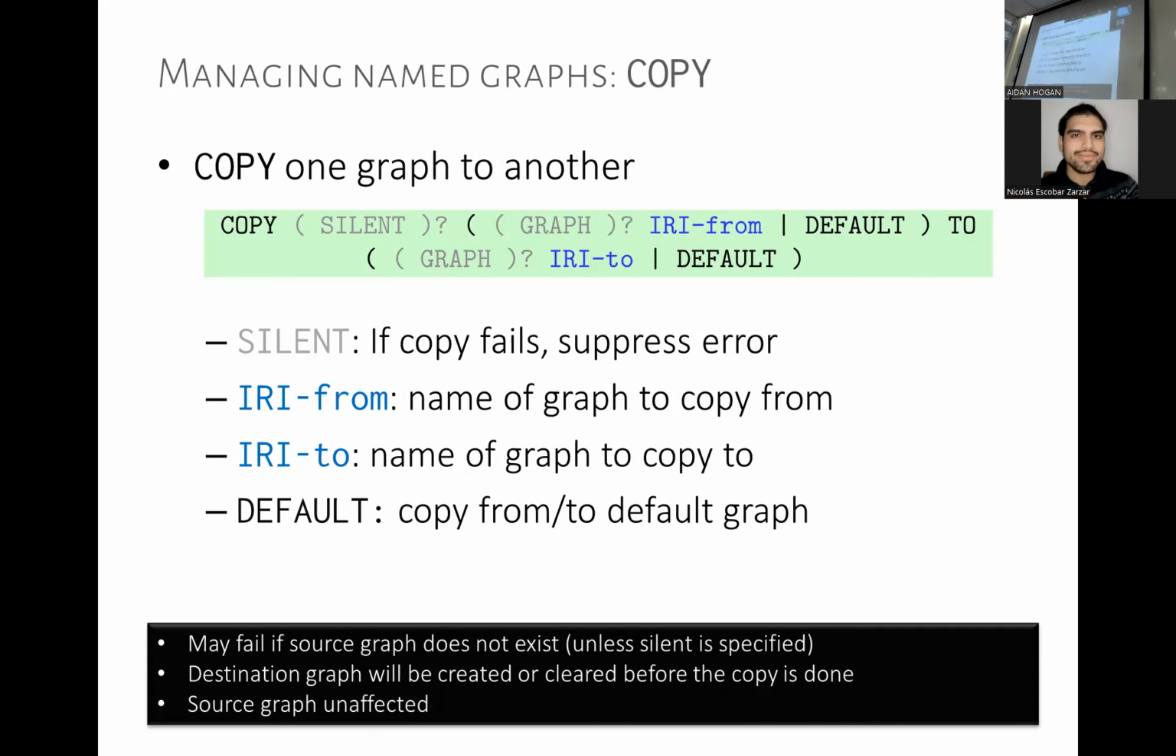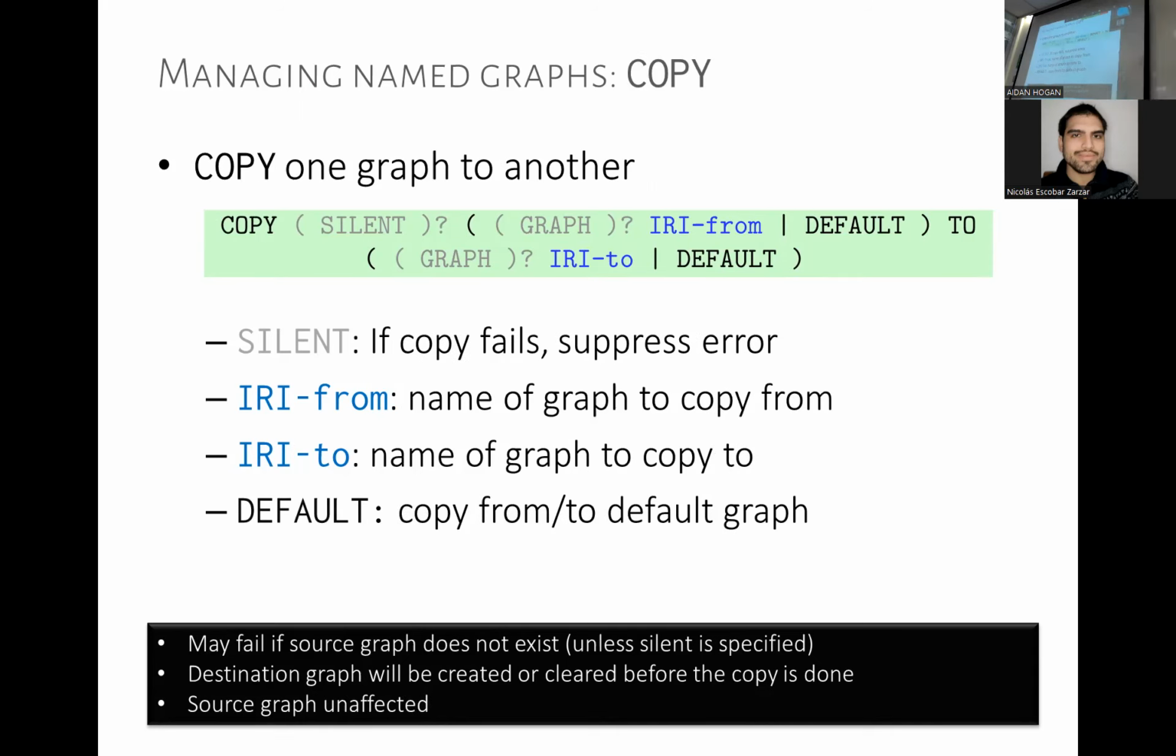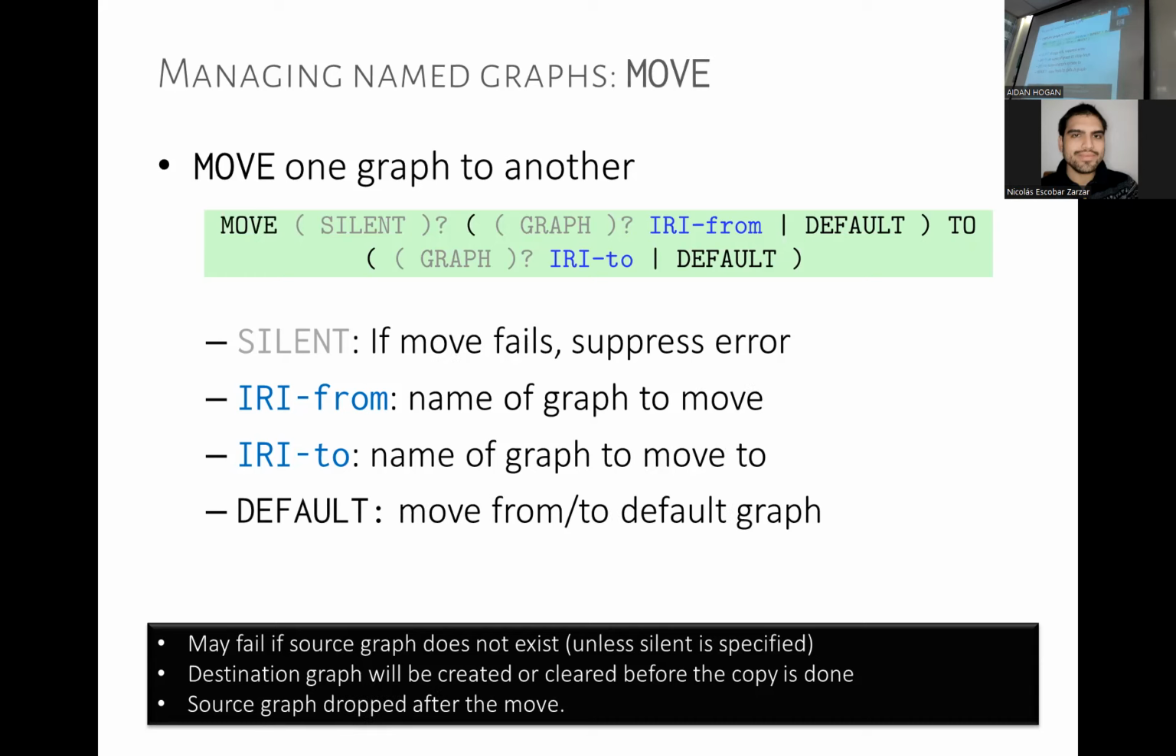Copy copies one graph to another. So basically we can take, for example, a named graph and copy it into the default graph, or a default graph to a named graph, or whatever we want to do. We can copy between different graphs in our dataset. In this case, copy will leave the source graph as it is. If we do move, it will copy and then delete the source.